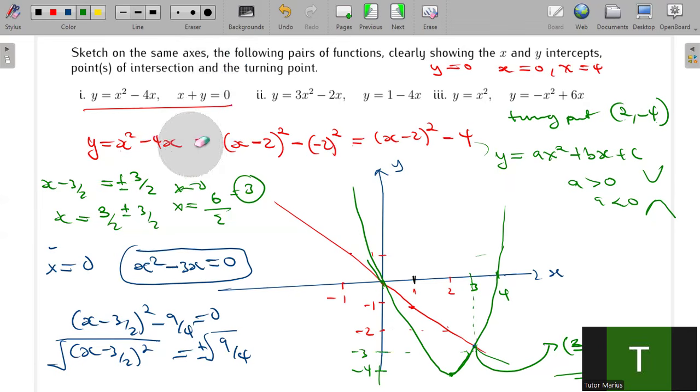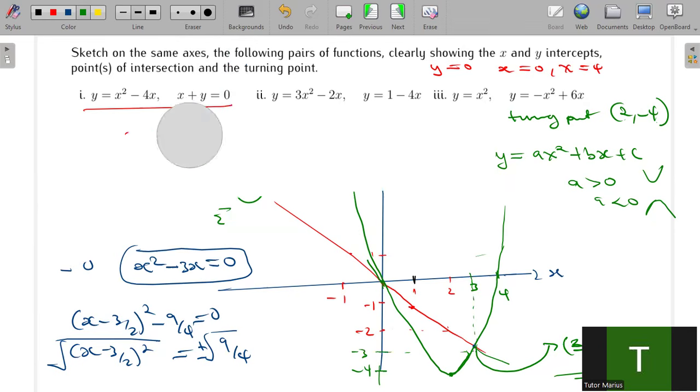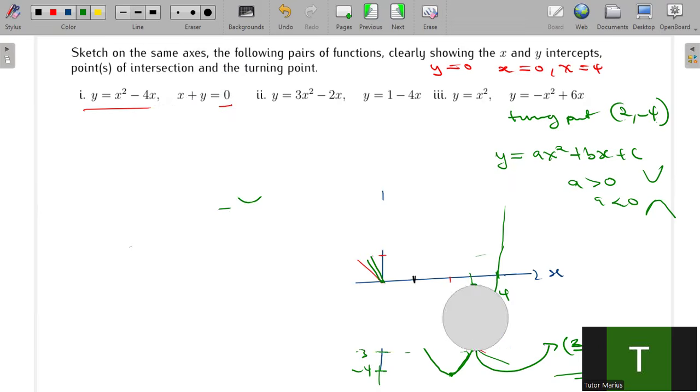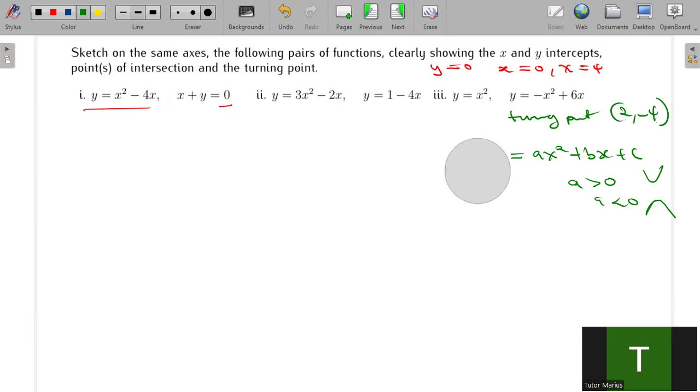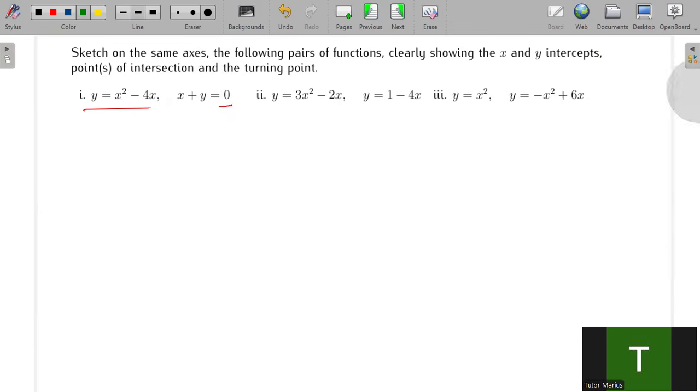Let's do the second one. Okay, right. So the second one, you have y is equal to 3x squared and then minus 2x. So we go about the same procedure. So first of all, that's what I have for y, that quadratic part, and then I have that other one as the linear part. So what am I going to do here?